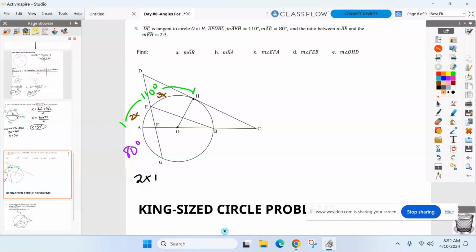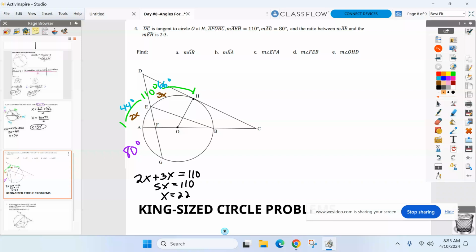So 2x plus 3x equals 110. 5x equals 110. And as I divide both sides by 5, looks like x comes out to be 22. Not degrees, but just 22. All right, substitute it back in right now, and let's find AE and EH. AE, 22 times 2, that's going to be a 44-degree arc. 22 times 3, EH will be a 66-degree arc.